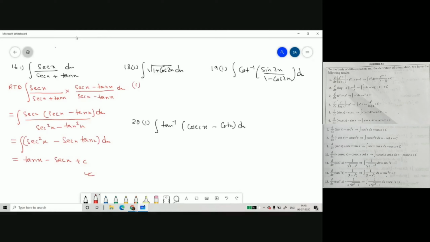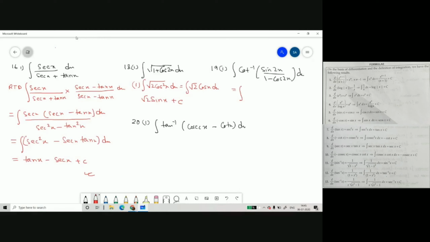Very easy. Integration of root of 1 plus cos 2x is nothing but root of 2 cos square x dx, which is integration of root 2 cos x dx, which means root 2 comes outside. Integration of cos x is sine x plus c. Am I clear? Look at 19 part 1.